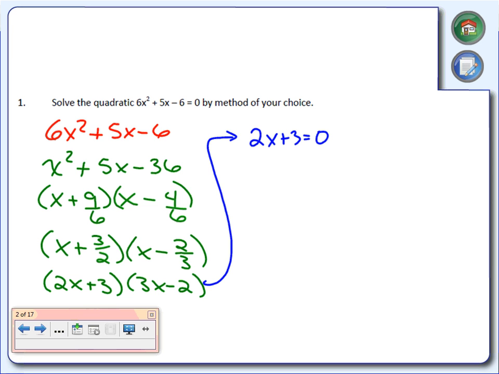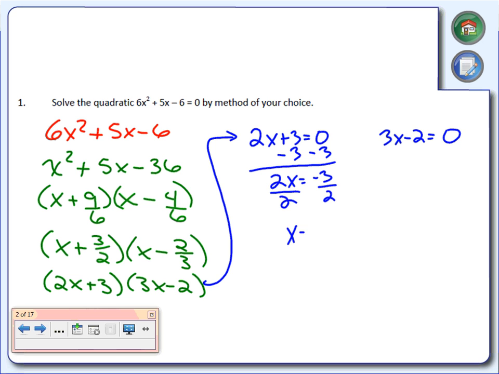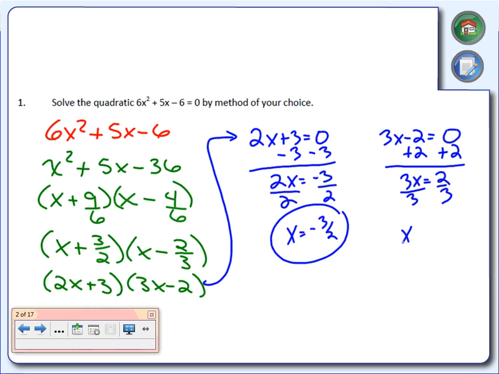So there's the first one set equal to 0, and here's the second one equal to 0. So let's solve these two equations. Subtract 3. Divide by 2. And one of my solutions is negative 3/2. That's one of the solutions. The other solution, we're going to come over here and find it. We're going to add 2, and then we're going to divide by 3. Which means the other solution is going to be 2/3. So the two solutions we end up with were negative 3/2 and 2/3.